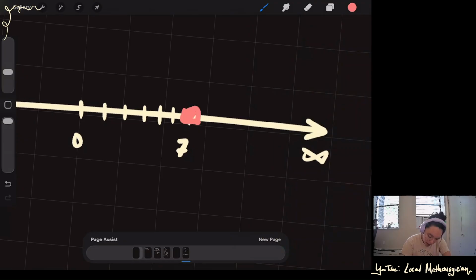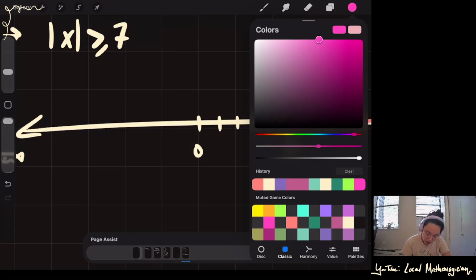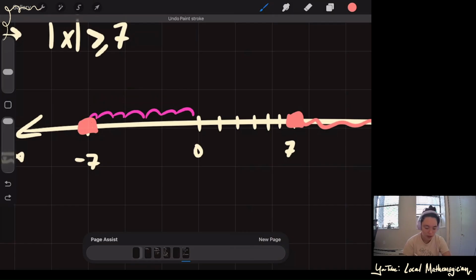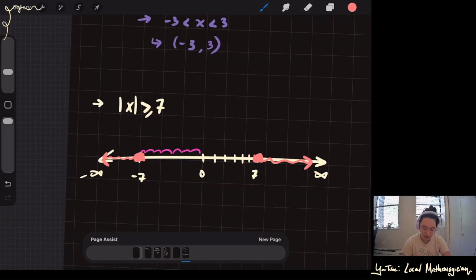So you can block that in. And of course, anything bigger than 7 is fair game. And what about on the negative side? Well, using that same method, you go 1, 2, 3, 4, 5, 6, 7. -7 is a perfect distance of 7 from 0, so you can count that. Things in here don't count because the distance is too close. And of course, anything more negative than -7 is fair game as well.